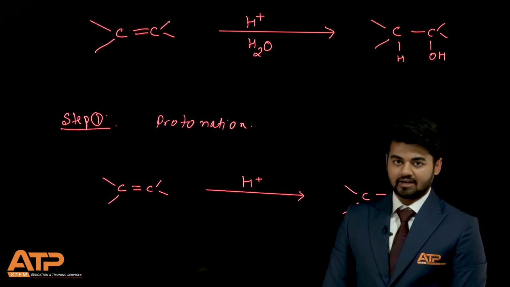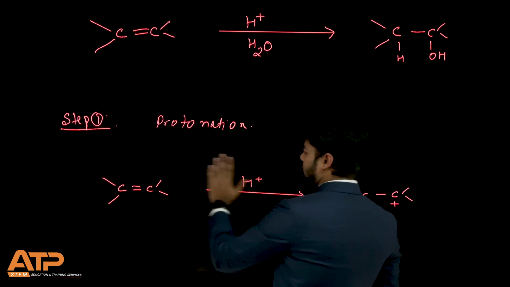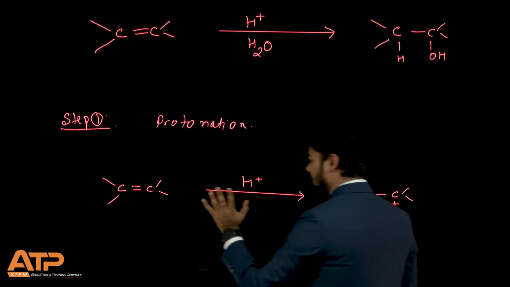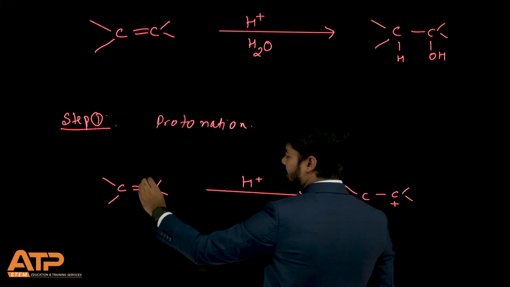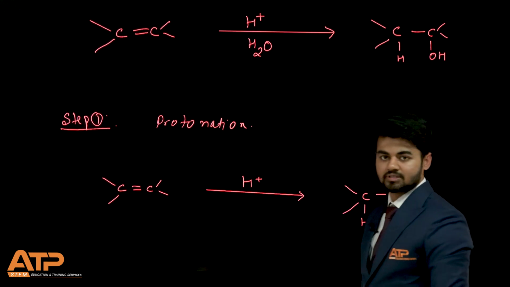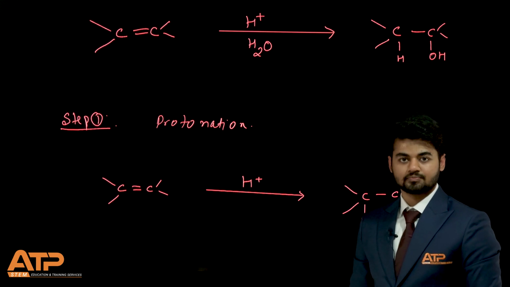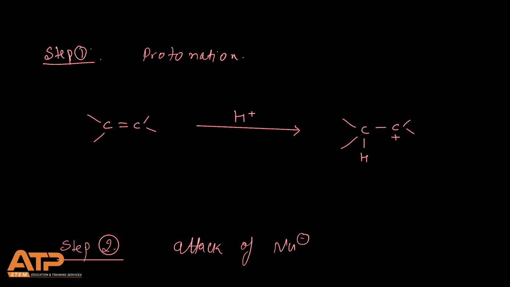H plus I have added. Now this H plus is an electrophile. The nucleophilic site of alkenes, H plus should get attracted to these carbons because they have pi electrons. H plus is moving to one of the carbons based on the stability of the carbocation. That is not what we are discussing right now, but H plus will get attached to one of the carbons, right? As you can see, it got attached to the left carbon.